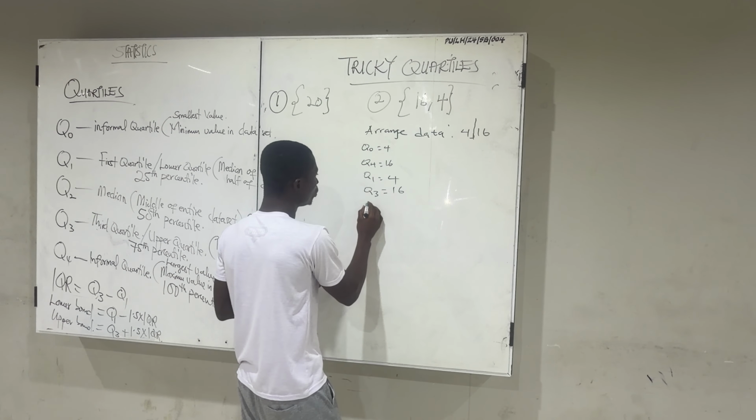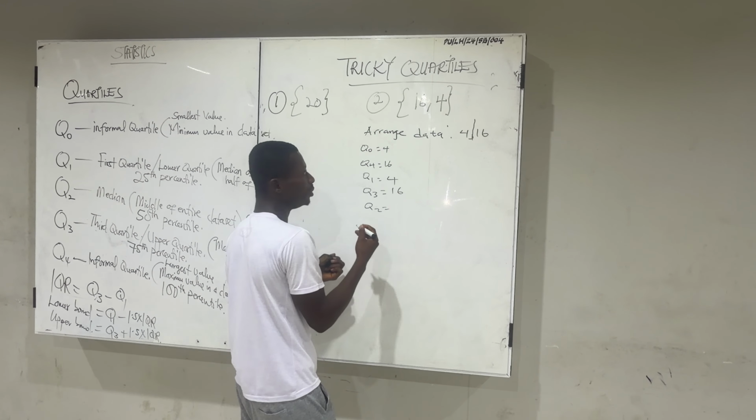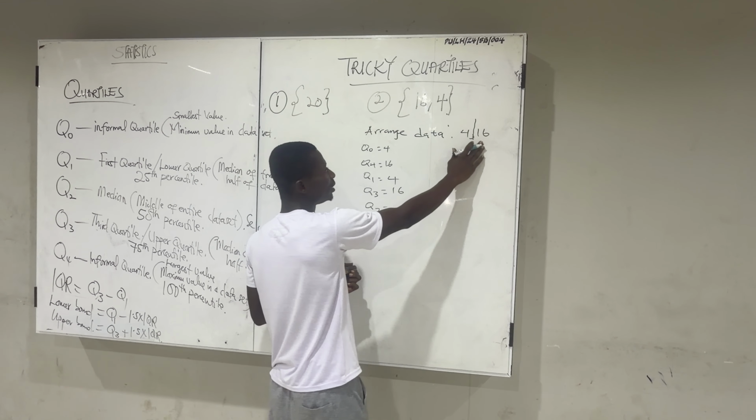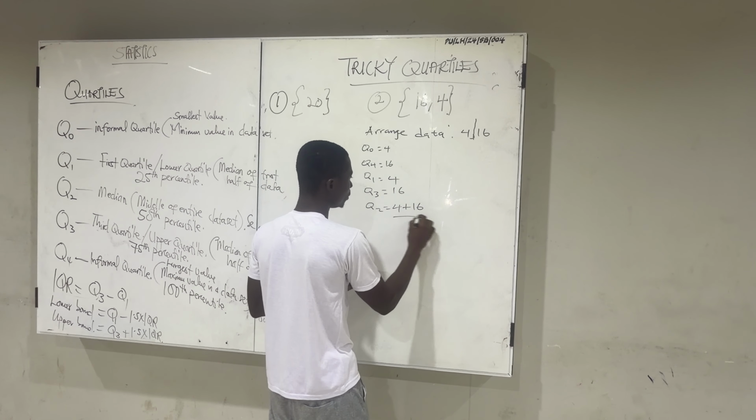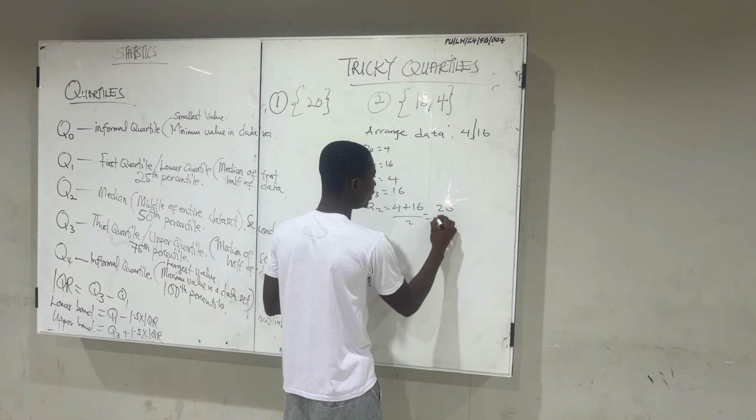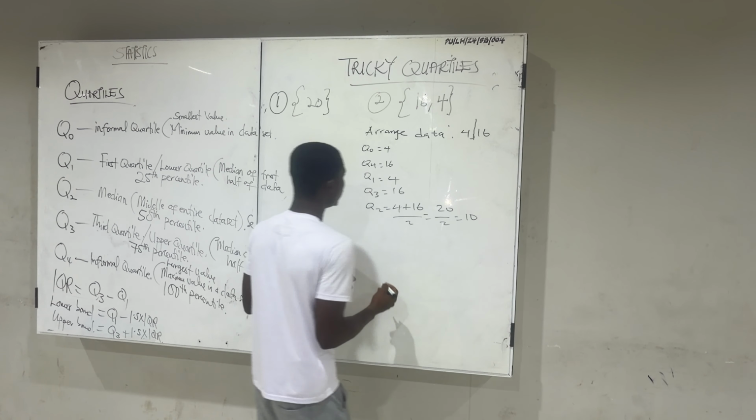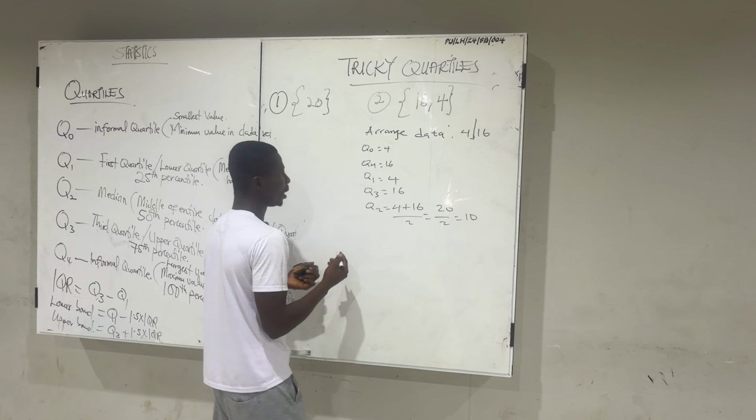But to find our Q2 here, which is the same as the median, we add the 4 to the 16, then we divide by 2. So you get 20 divided by 2, giving us 10. Okay. Now let's go to our interquartile range.